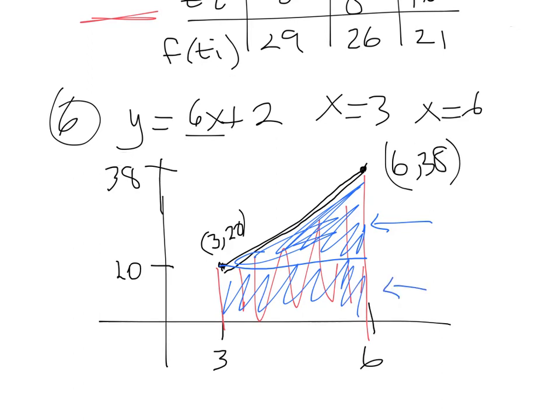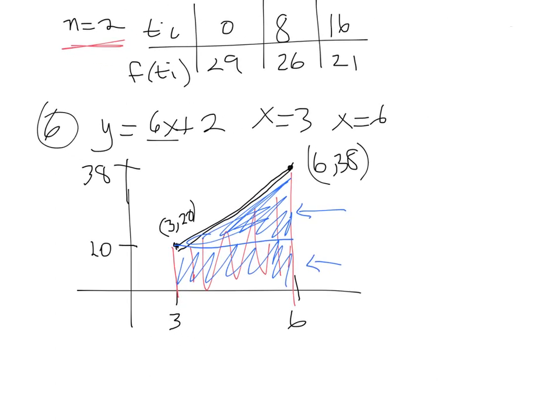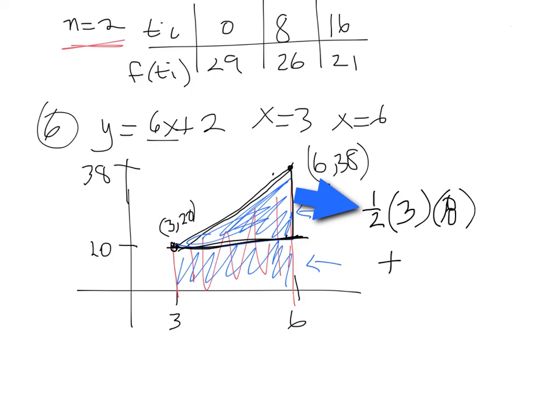Well, the area of the triangle is 1/2 base. Well, the base I can see from here to here is 3, times the height. Well, if I'm at 20 here and I'm going to 38, there's only 18 left. And then plus my rectangle, which is going to be the width, which is 3, times the height, and so I'm up to 20, and then you add those two together.